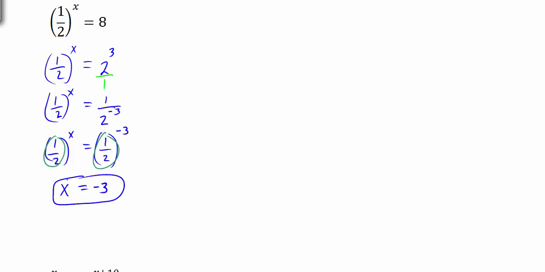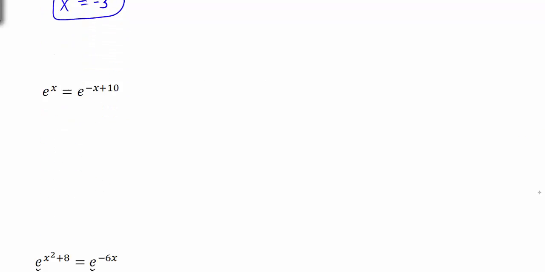Now be aware, not all equations of this type we'll be able to solve using this one-to-one property. This only works when you're able to rewrite the number that has the same base. Later on we'll look at how we can handle an equation where we're not able to write the numbers with the same base. So realize that this is not going to work every time, but in certain situations it will work nicely.